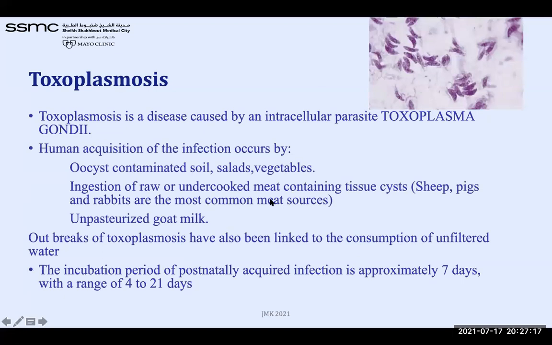So first infection in the TORCH complex is toxoplasmosis. This is a disease caused by the intracellular parasite Toxoplasma gondii. Human acquisition of the infection is by oocysts from contaminated soil, and ingestion of raw or undercooked meat containing tissue cells. So this is very important.